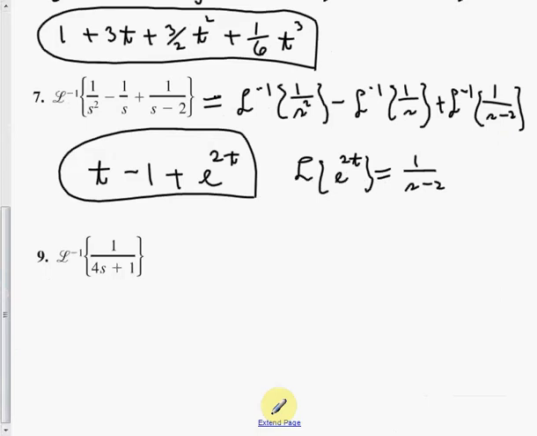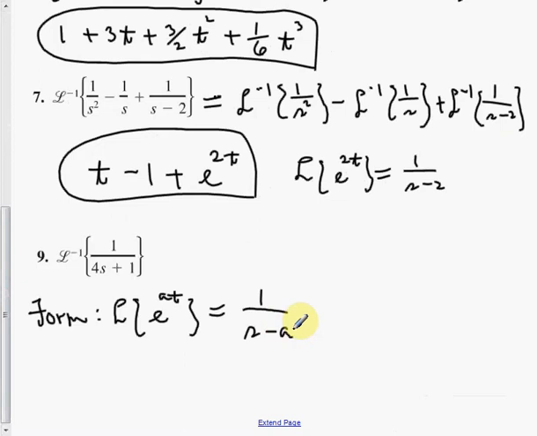Now this number 9 is tricky. It's tricky because the form that we are comparing this to is the Laplace transform of e to the at. Now watch how that's written. This is 1 over s minus a. Well, we can fix the minus sign by just making that a minus a, and then we've got a plus sign there. But it's supposed to be nothing associated with this s except the coefficient of 1. But this guy has a 4 sitting right there. So we just factor out that 4 from our denominator.